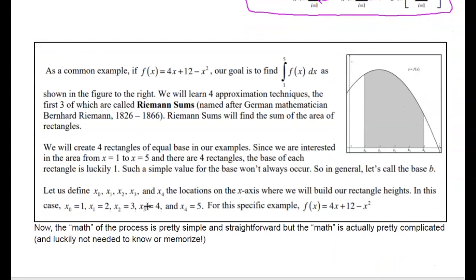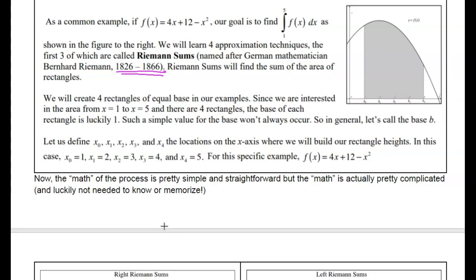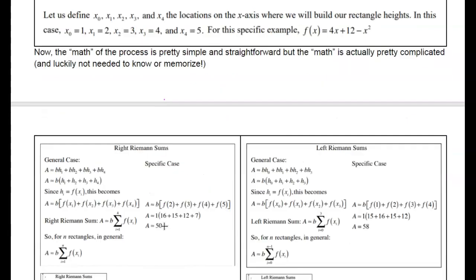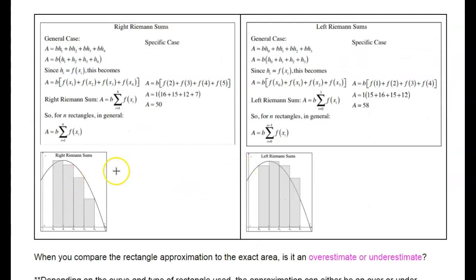So a little bit of background. German mathematician Bernhard Riemann. Notice, I don't think that's too long ago. But anyway, he came up with this, so we'll give him some credit. All right, so the math of this process is pretty simple and straightforward. It's going to be length times width for the specified numbers. They will give you how many rectangles they want and the intervals and the function. All right, so I just included this so you understand all of the theory behind it.